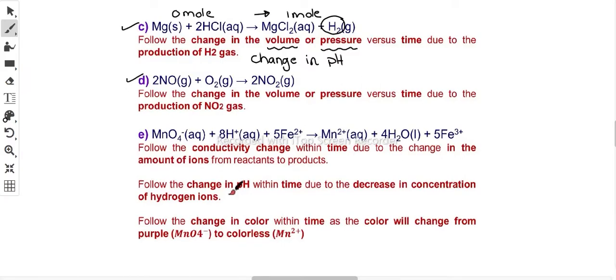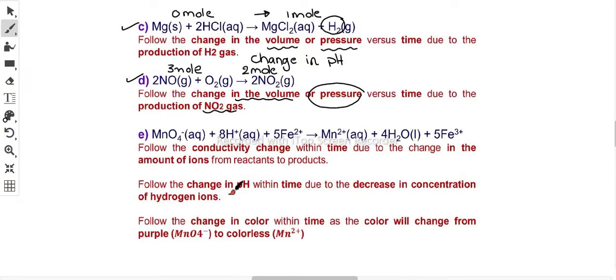Continuing with D, NO plus O2 to form NO2. Here you can follow the change in volume or pressure versus time due to the production of NO2. Here there is one thing which is so important to consider: why the pressure is a suitable way for this example. We will make a small comparison based on the total mole number. As reactants, with 2 and 1, I have 3 moles of gas. Compared with the products, I have 2.